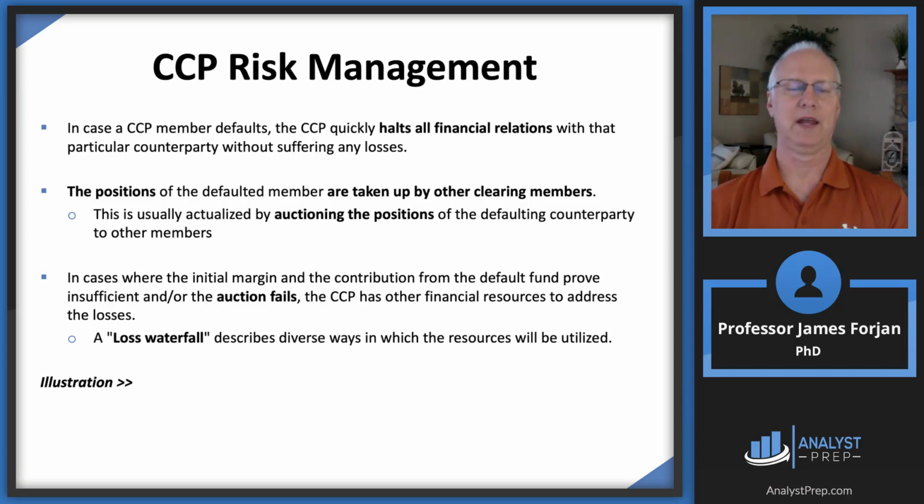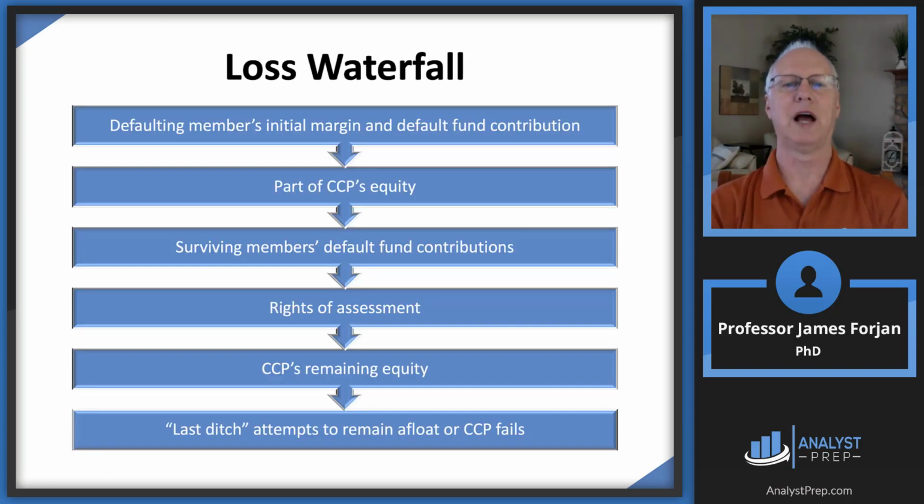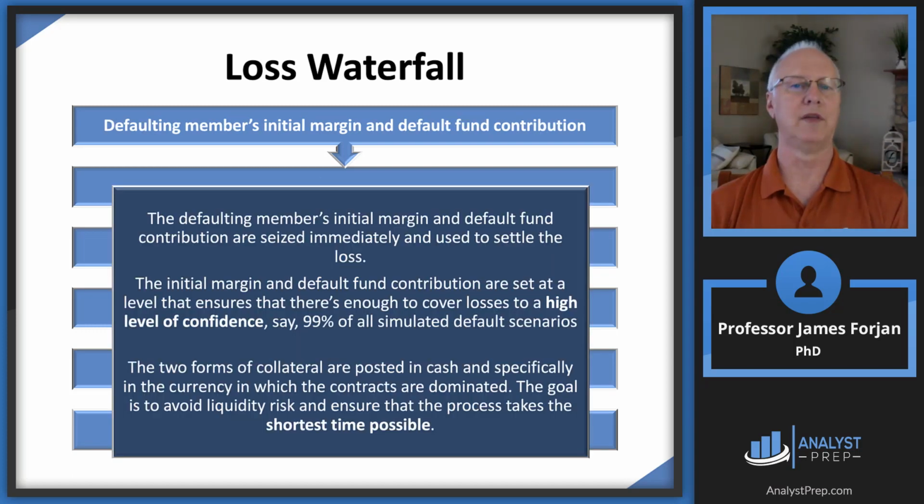Now what happens then is that there's this loss waterfall. I have a couple of slides here that indicate this loss waterfall, which is pretty similar to the priority of transactions and the priority of default on the right-hand side of a balance sheet, right? There's somebody who's first in line to get paid, and second, and third, and fourth, and fifth. That's what this waterfall is here. So let's go through each one of these.